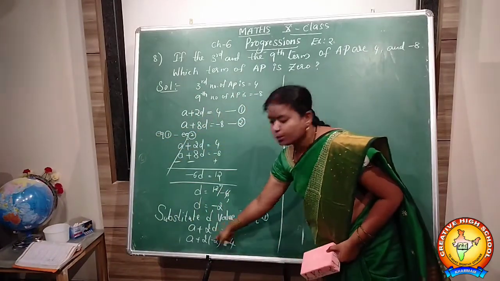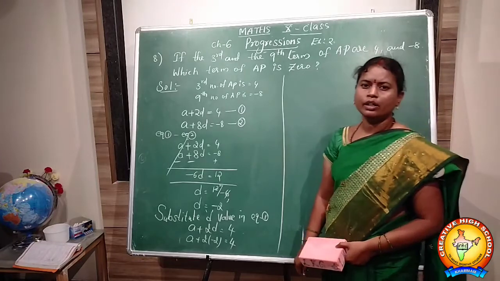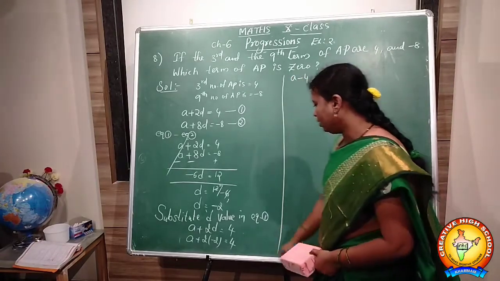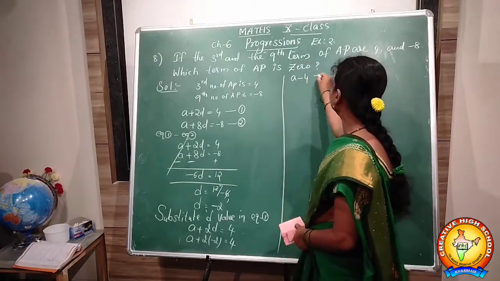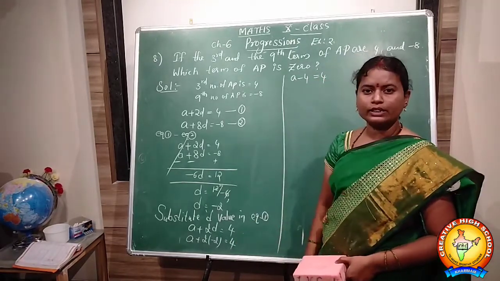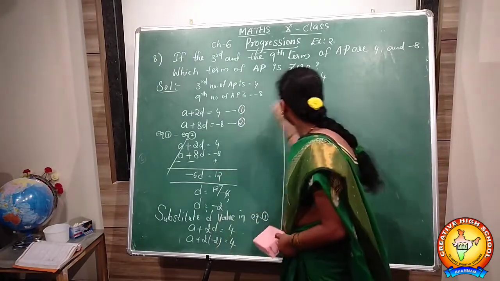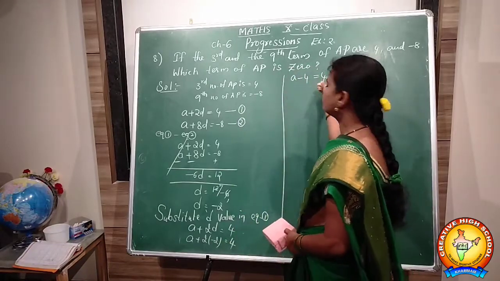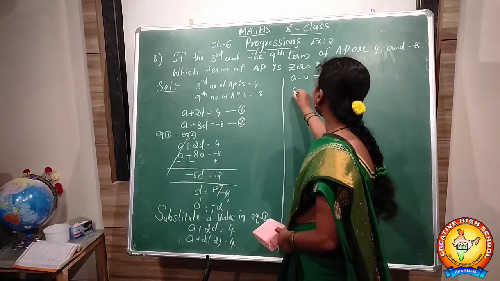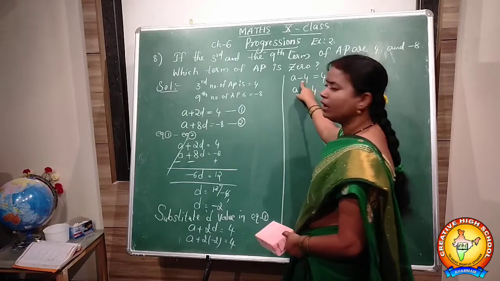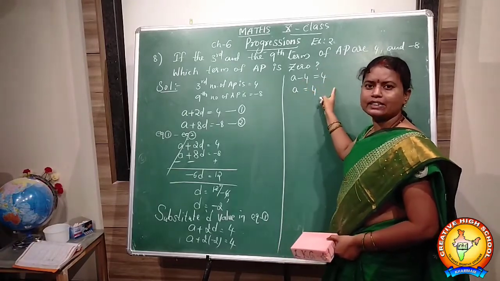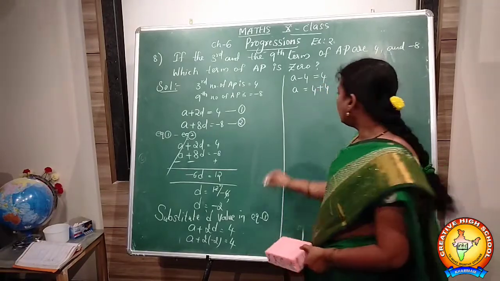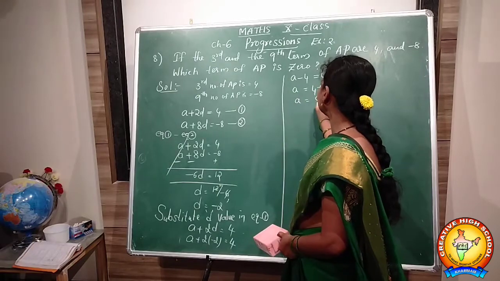See, A plus 2 twos are 2 into minus 2, it will become minus 4. A minus 4 is equal to 4. Why here we got minus 4? 2 into minus 2, it will become minus 4. A minus 4 is equal to 4. To find the A value, if we take the minus 4 to the right side of the equal sign, it will become plus 4. A is equal to 4 plus 4, which is 8.